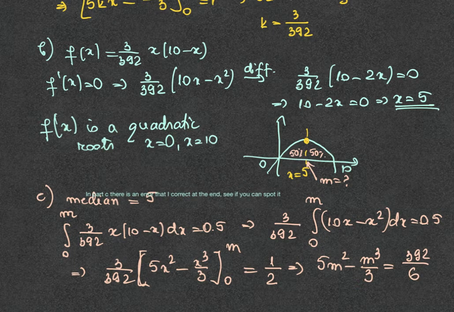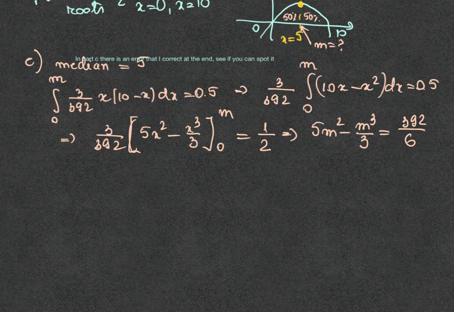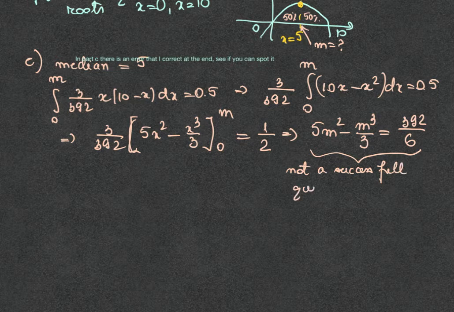over 6. Now this was, see, I made up the last question. This was a not very successful question because you ended up with an equation that we don't know how to solve. We don't know how to solve cubics. But generally in such a question, you'll end up with an equation that you know how to solve, and therefore you can find m. I can check that m equals 5 is a solution, but you'll never get a question where you'll end up with this equation that you don't know how to solve.